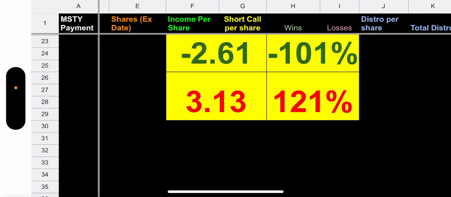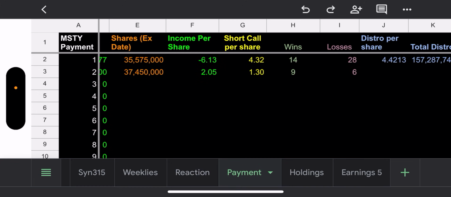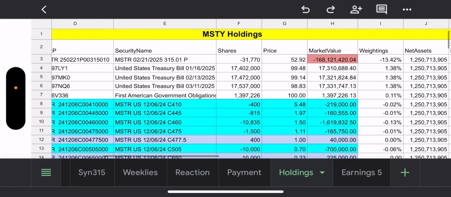So based on that low IV now, again, low for MSTR, the payment would be $313, which is lower than what we're used to. So for this next 4-week cycle, unless they do a synthetic bailout, our payment is going to be a lot weaker than what we're used to. So just don't get your hopes up, again, unless they do a synthetic bailout.